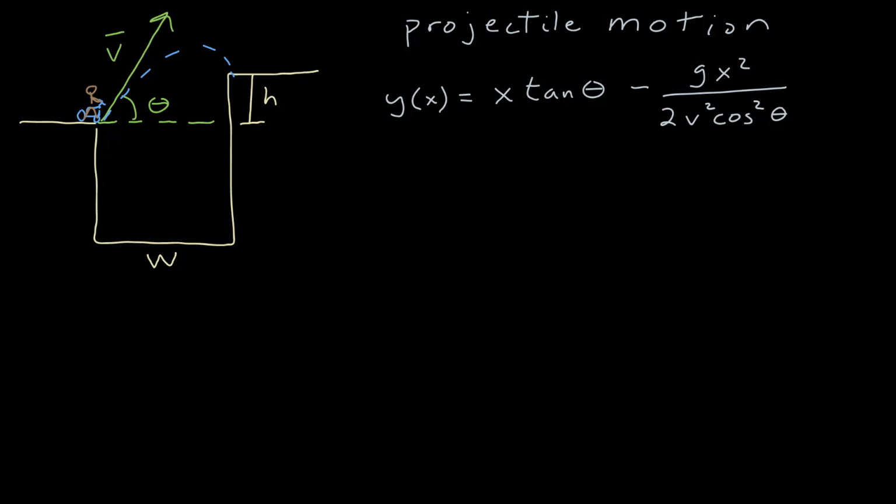The next question is, okay, so you have a possible jump. What's the minimum velocity you need to have to be able to make it?